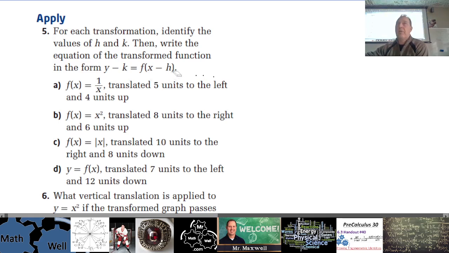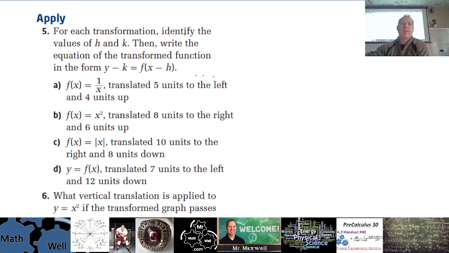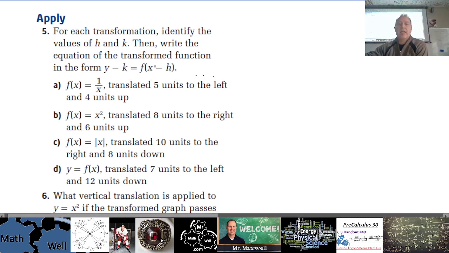Okay, couple things here. When they say f of x, they're now defining what f of x is. So we are going to replace this f of x part with this actual function. Here it's 1 over x. Here it's x squared. Here it's absolute value of x. And this is still just general f of x. So what we're going to do is replace the f of x with 1 over x in a, and then adjust these parameters of h and k according to what it says.